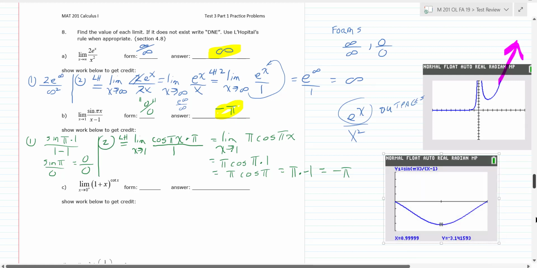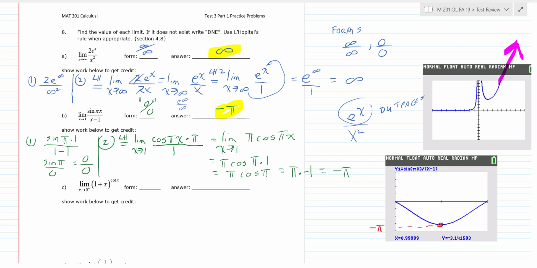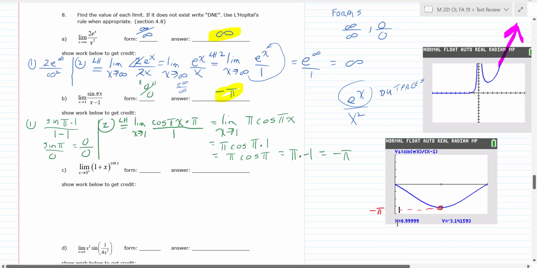All right, so that's kind of how that goes. And this graph, again, just has a little bubble in there, and it is approaching negative pi. So that's right. Okay, so those are two pretty straightforward L'Hopital's rule problems. The next one gets into a form with an exponent in it.